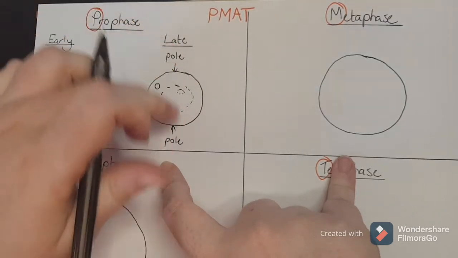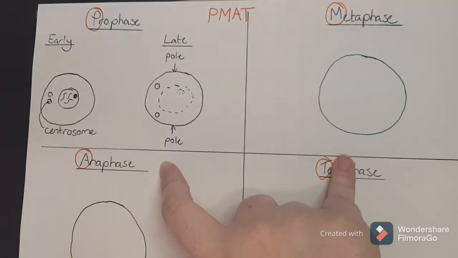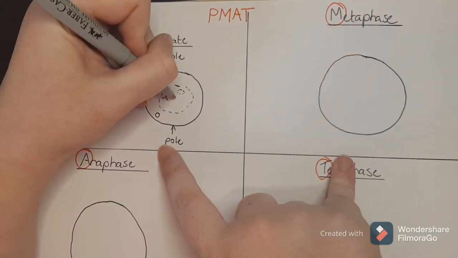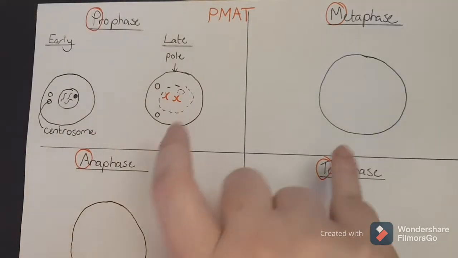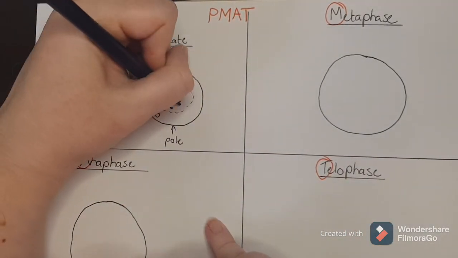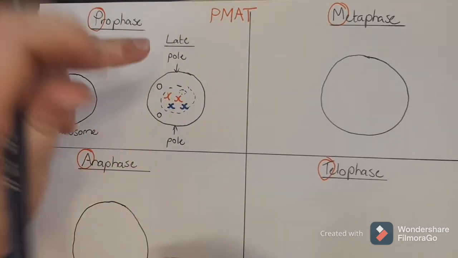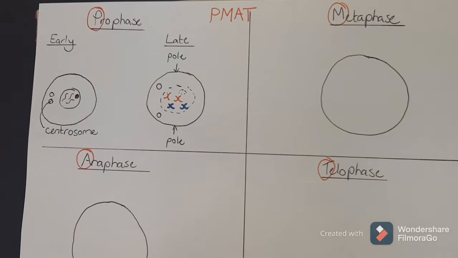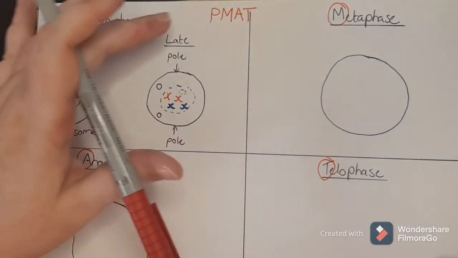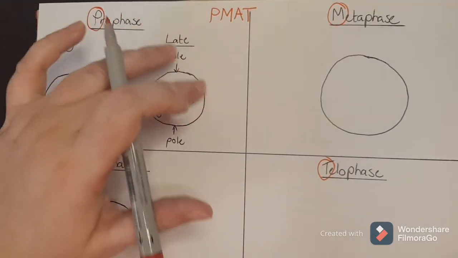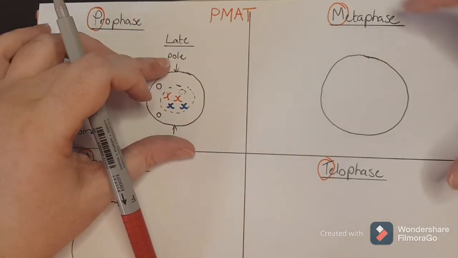So they move to opposite poles, and what we start to see is the chromosomes start to coil up and look like chromosomes. Remember, we have homologous pairs, so that's why I've got 2 that are the same and 2 that are the same. Okay, so that is then late prophase, where you start to see all the chromosomes and the nucleus and everything disappears.